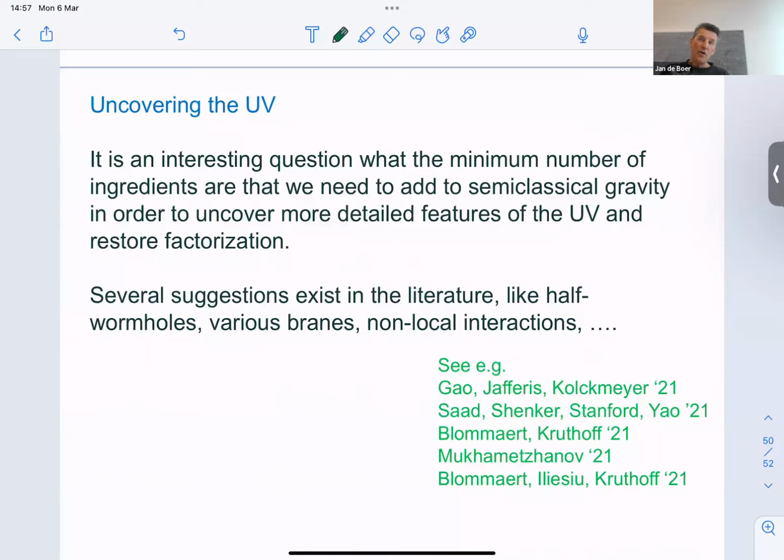What are the minimum number of ingredients that you need to add to the semi-classical theory to restore factorization? And there are all kinds of interesting suggestions in the literature: half wormholes, branes, non-local interactions, whatever. But it's unclear which of these is correct. You might hope that this universal question has a universal answer and is not very model dependent. But it's unclear. And it might be that simply all these wormholes get destabilized, which would be a very simple universal thing to happen. But this, I think, remains an important open question.